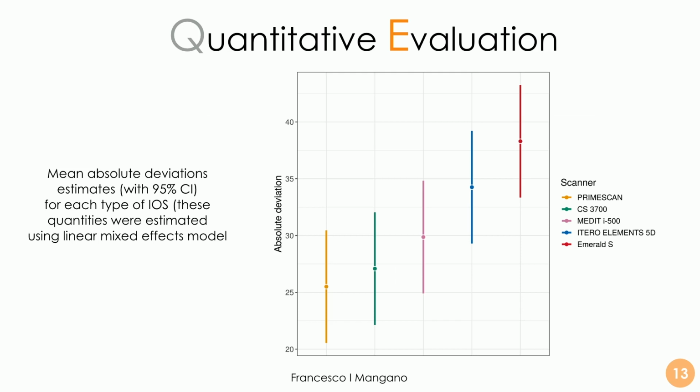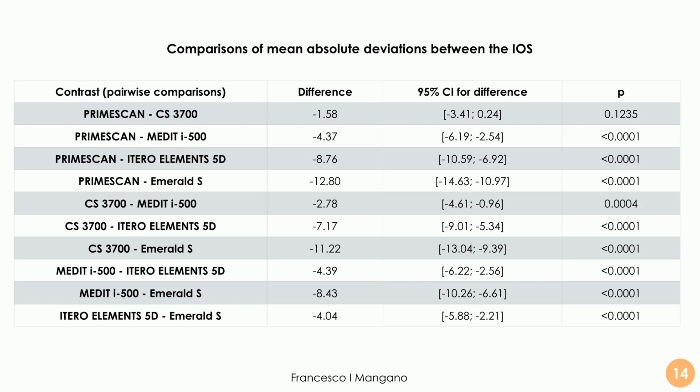The quantitative evaluation reported that there are 2 scanners, PrimeScan and CS3700, that performed better than the other scanners in terms of deviation, in terms of congruence, because they had a congruence comprised between 20 and 30 microns, so the deviation was minimal quantitatively between the scan body meshes and the library file. Instead, the other scanners had higher deviation. And higher deviation means a lack of congruence in this case, and congruence is key.